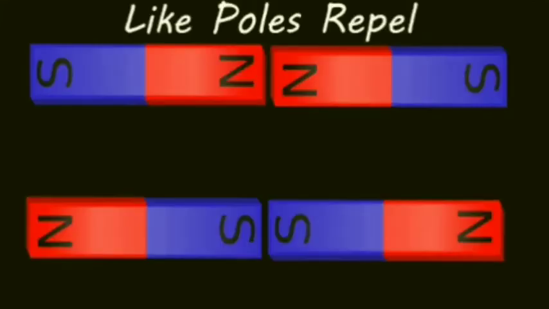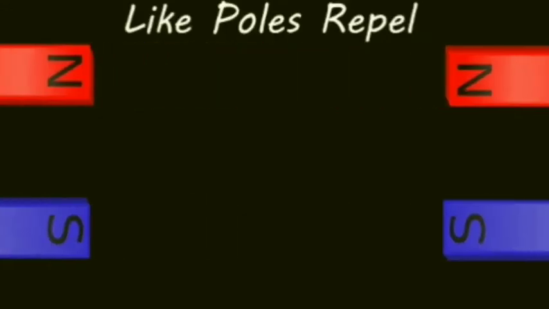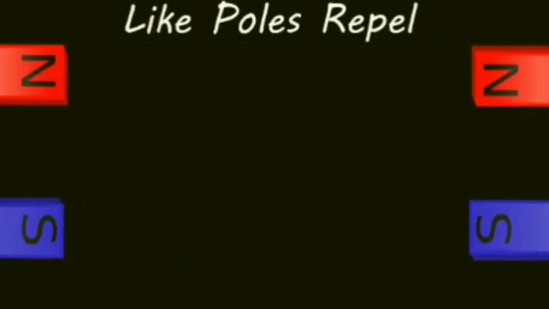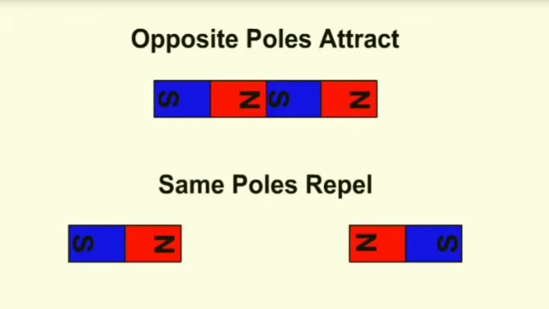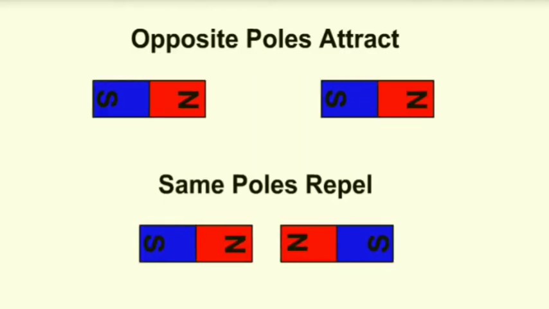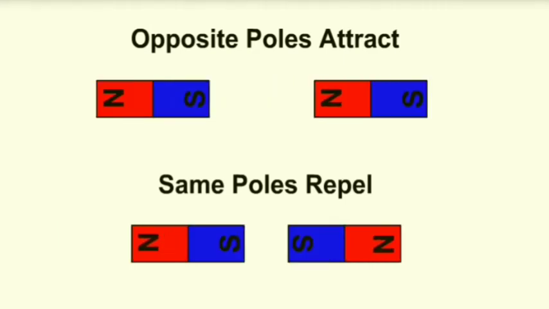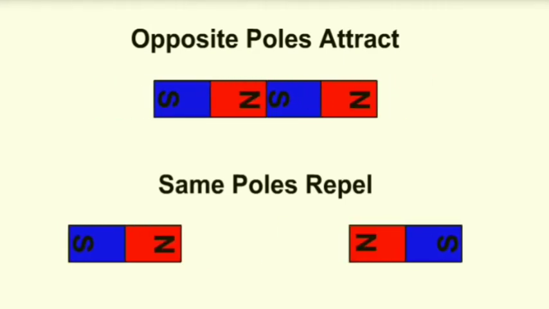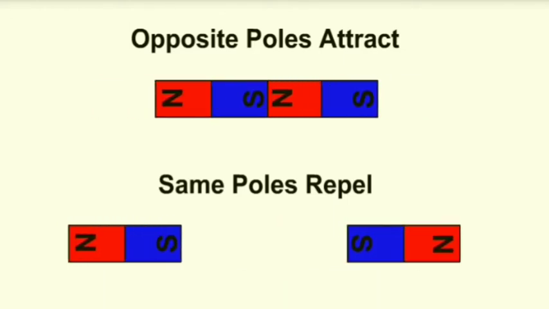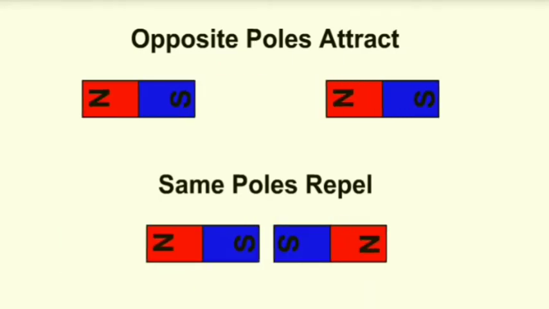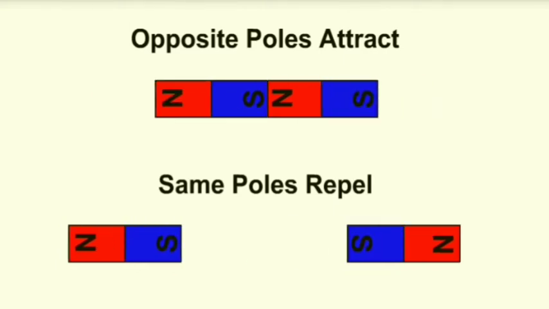Whereas if the same poles, that is the like poles, are near, then they tend to repel each other. It means they tend to go away from each other, as you can see here. So south and north will always attract each other, whereas south and south will repel each other, and north and north will repel each other. So something like this, north and north. They will tend to go away from each other. Similarly, south and south will tend to go away from each other.